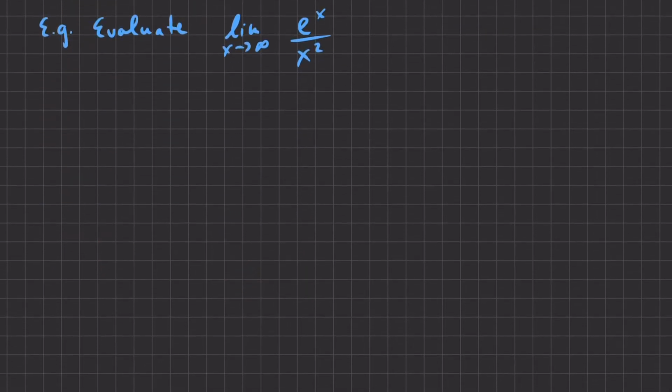Okay, so we're going to evaluate this. The limit as x approaches infinity of e to the x, that's infinity, right? And the limit as x approaches infinity of x squared, that's also infinity. So this gives us the infinity over infinity type. So indeed, we can use L'Hôpital's rule.